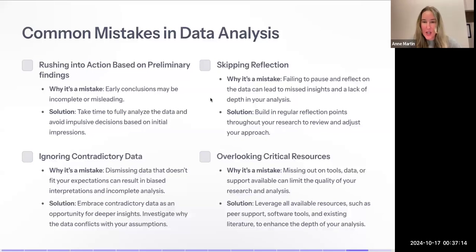And then just using your tools. If you're interested to know about some of the qualitative research software, I use NVivo. So if you want to know about that, let me know. I can talk to you about that.